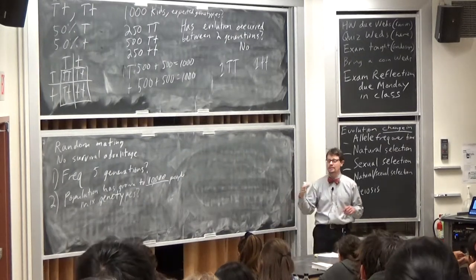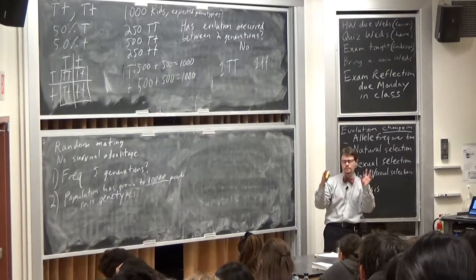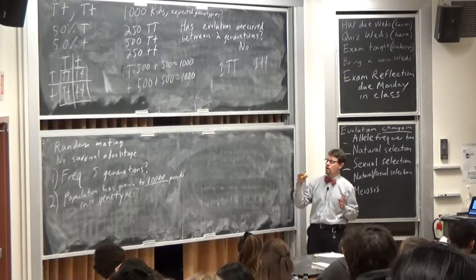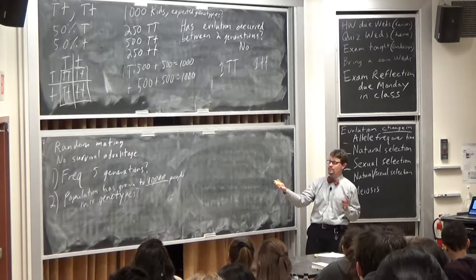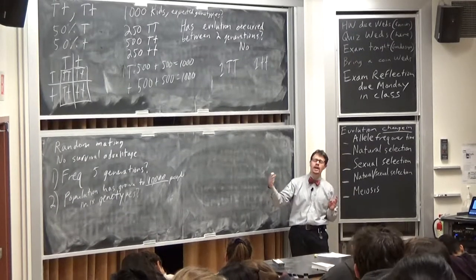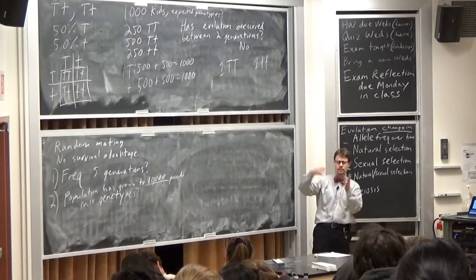Think about that for a minute. This one you should write down on a piece of paper with everybody's name on it. What do you think the frequency is going to be come back five generations later? And in that five generations later, the population's grown.